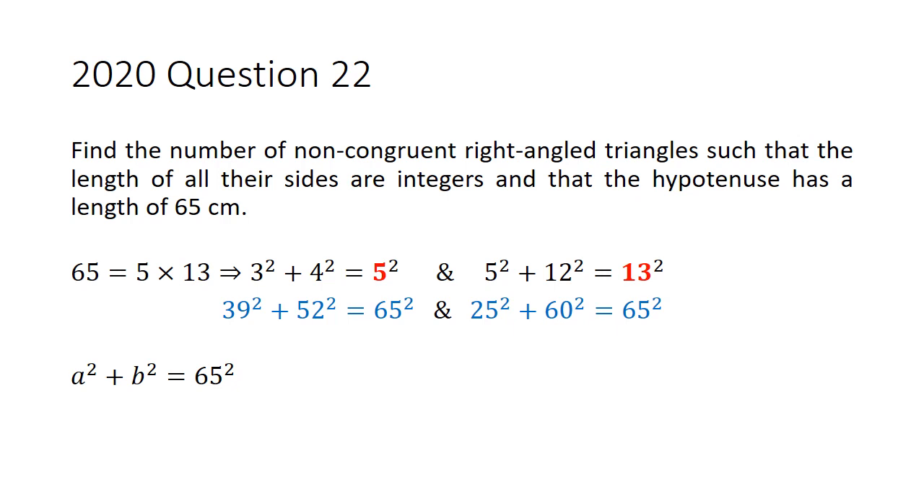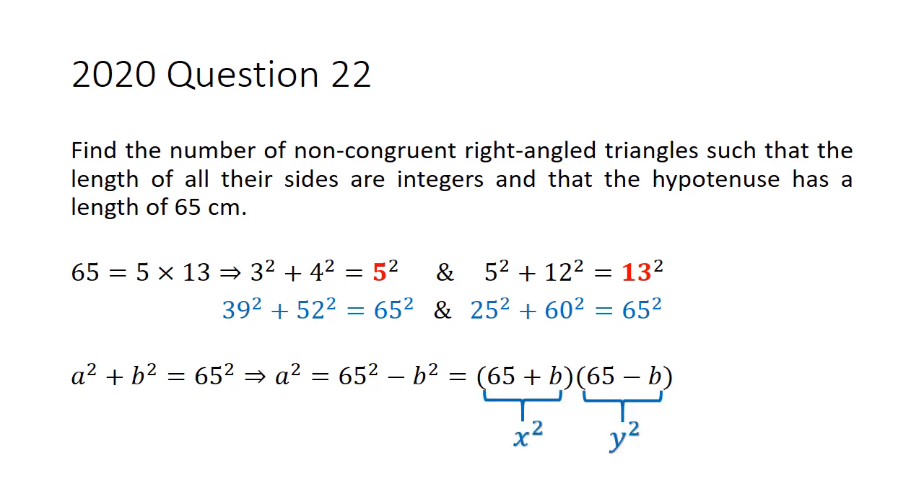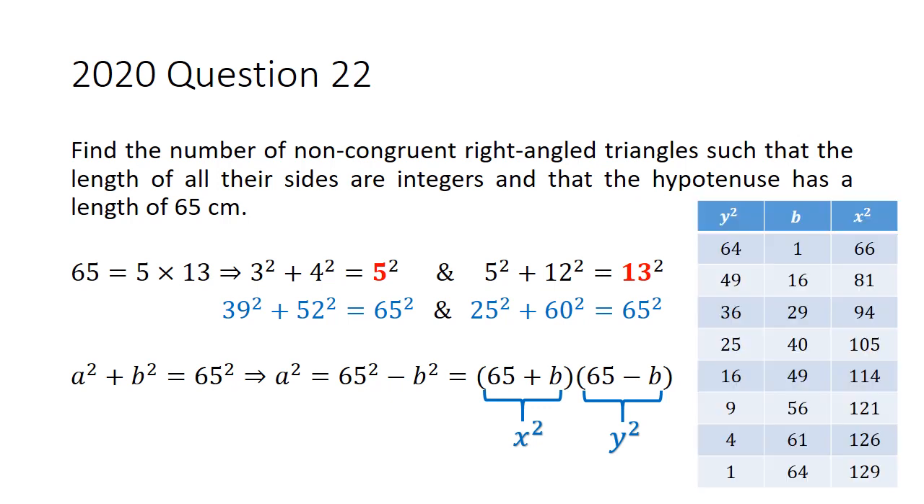Well, let's consider what will happen if we make a squared the subject. So a squared equals 65 squared minus b squared. We can use the difference of squares. This will give us (65 plus b) times (65 minus b). And since a squared is a square, that must mean that the factors 65 plus b and 65 minus b must both be square numbers too. So let's call them x squared and y squared. And now, we know that y squared has to be a square number less than 65 because it's 65 minus b. So let's list out all the possibilities. It could be 64, 49, 36, all the way to 1.